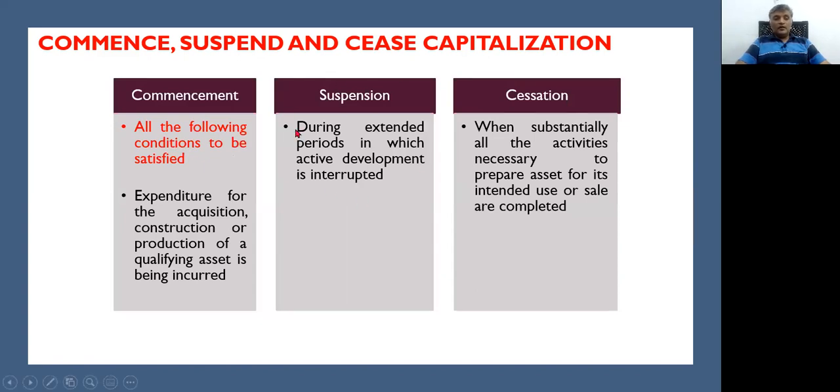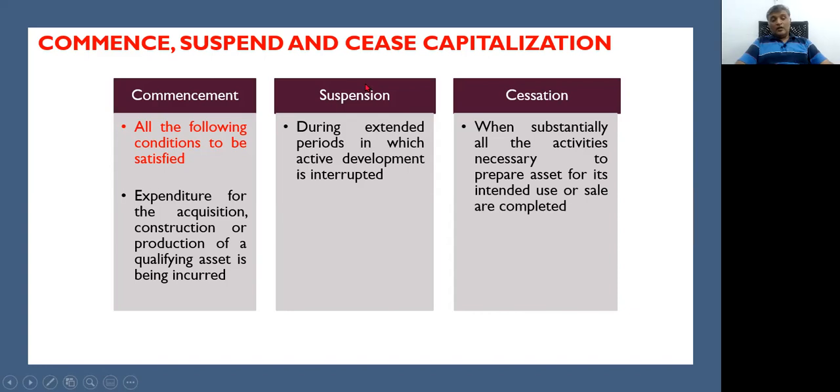When do you suspend? During extended periods in which the active development is interrupted. See, you may encounter a situation. Let's take, for example, you are constructing a bridge across, say, the midst of an ocean, and in that particular season you may have high tides in that place. It will be very difficult to do the construction at that point of time. Even though you are ready, the environment around you is not conducive to production. So what do you do? You stop it temporarily.